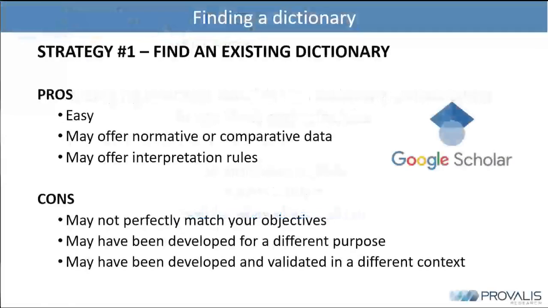Without a doubt, the easiest way to access dictionaries is to find an existing one that has been developed by other researchers, and Google Scholar is a useful resource for that. But you have to be aware of several potential inconveniences. First, the dictionary may not perfectly match your own research objective. You also have to consider what type of data it has been developed for, what the theory behind it is, and how it has been validated, if it has been validated at all.